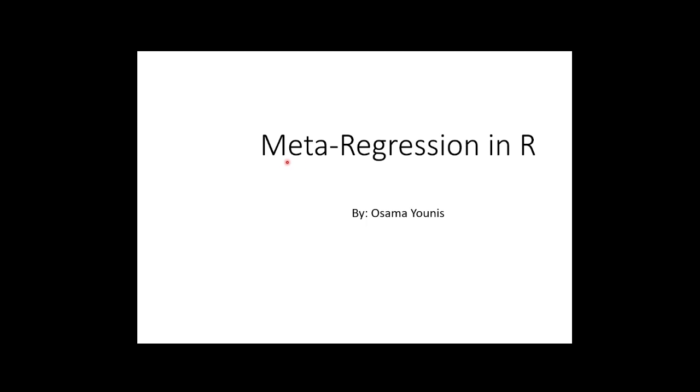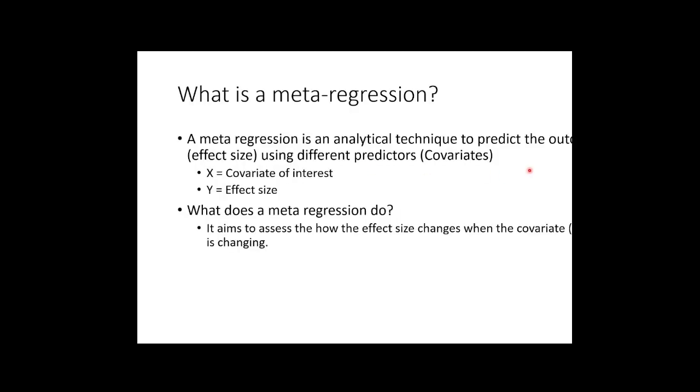اليوم حتكون محاضرتنا عن Meta Regression in R. هلا أول شيء نحكي عنه إنه what is a Meta Regression. هلا Meta Regression is a type of regression which is an analytical technique to predict an outcome based على predictors اللي هو بنعتبرها ال x axis و y axis.